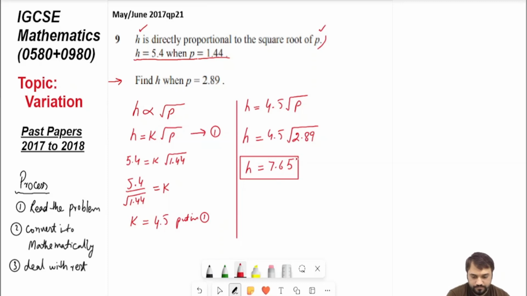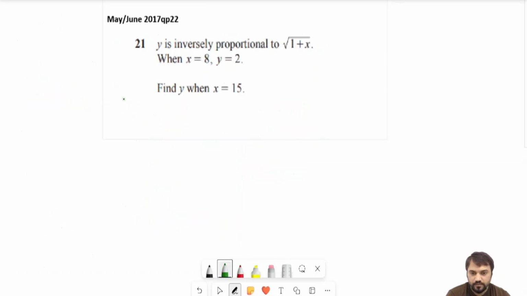The final answer. The next question appeared in 2017 again, and the question paper was 2, variant was also 2. It says y is inversely proportional to square root of 1 plus x. So we have just read this statement and we are going to convert this statement into mathematical form.